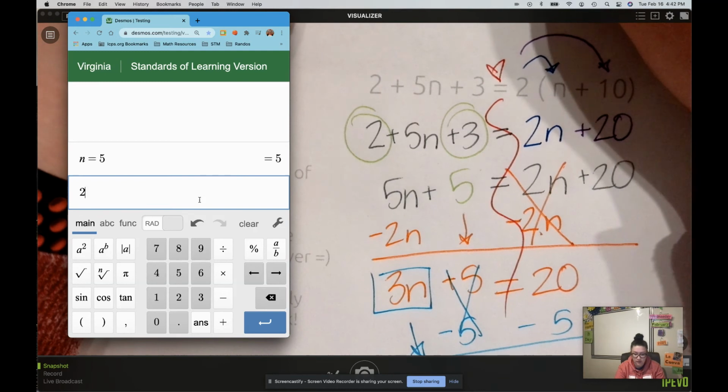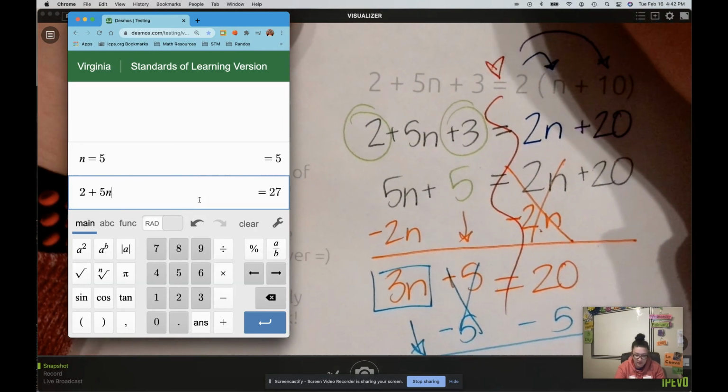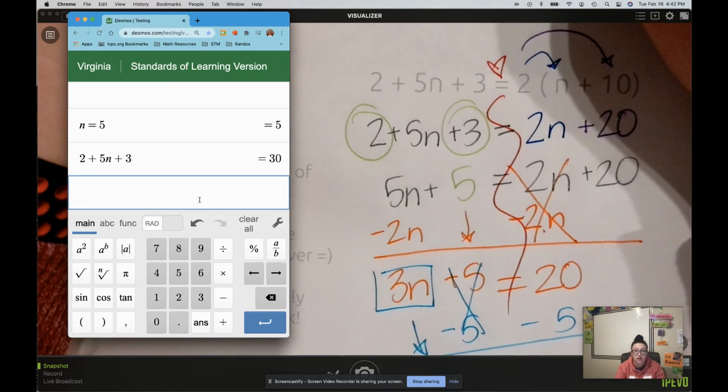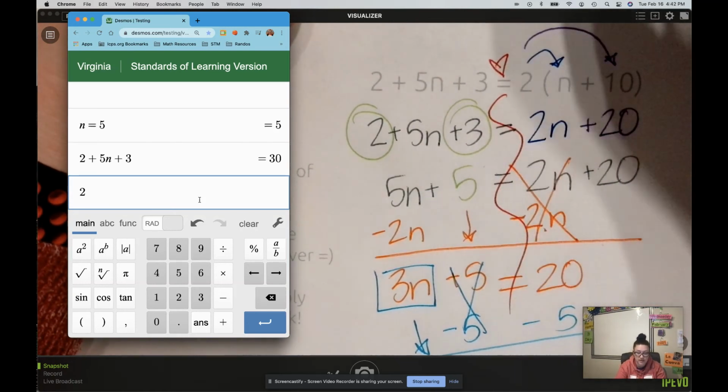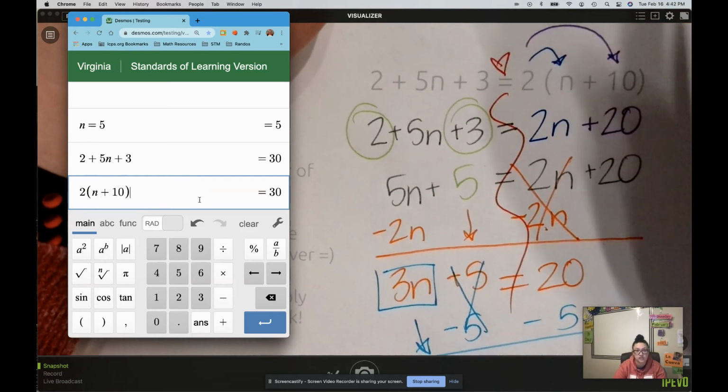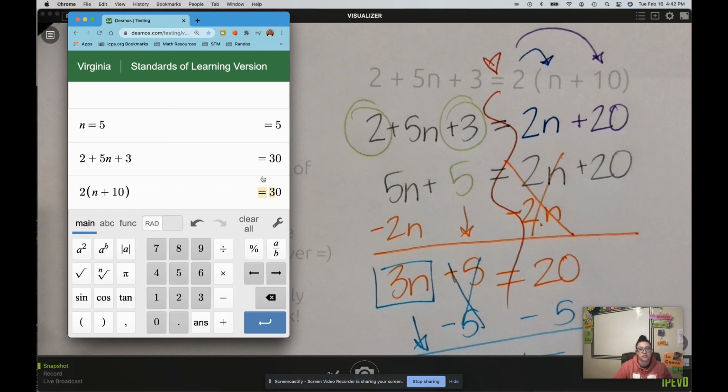So first I have 2 plus 5n plus 3 on one side. And then on the other side, I have 2, parentheses, n plus 10, close my parentheses. And I see on both sides that it equals 30. So because my sides are the same, that means we've got the right answer.